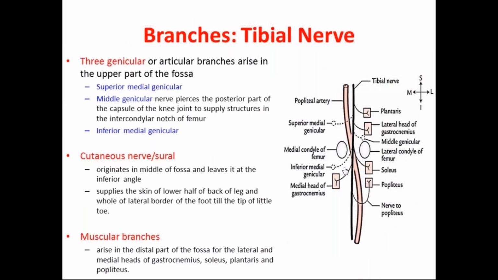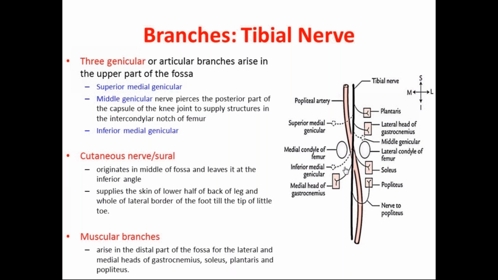Now we discuss the branches of tibial nerve, which are the three genicular or the articular branches which arise in the upper part of the popliteal fossa. The superior medial genicular nerve is lying above the medial condyle of femur. The middle genicular nerve pierces the posterior part of the capsule of the knee joint and supplies the structures in the intercondylar notch of femur. The third nerve is the inferior medial genicular nerve. It lies along the upper border of popliteus and it reaches inferior to the medial condyle of tibia.